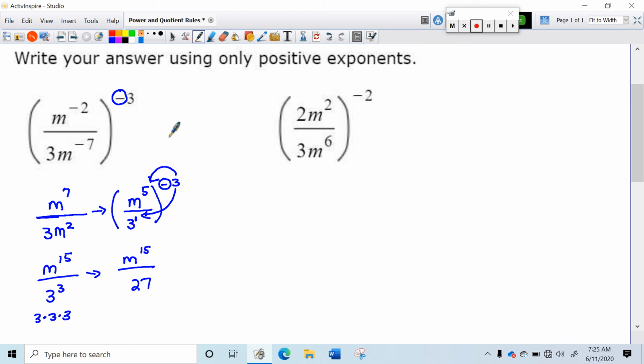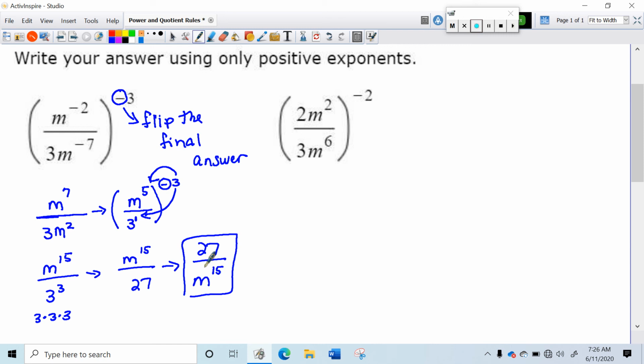Okay, now we're going to talk about the negative exponent. The negative exponent on the outside means flip your final answer. So my answer is not going to be m to the 15 over 27. It's going to be 27 over m to the 15th. That's actually the answer.